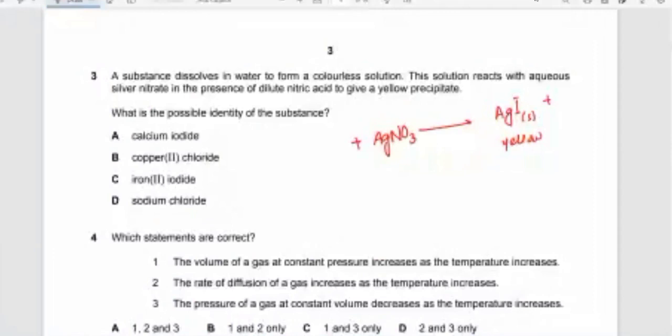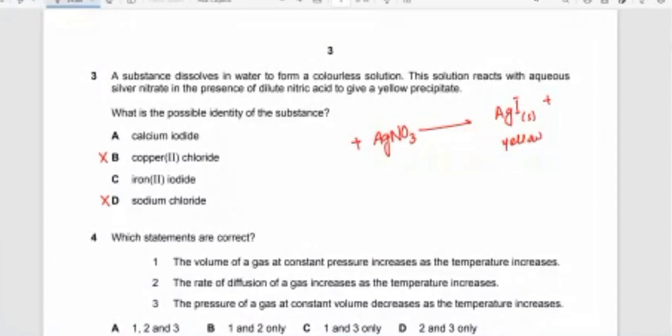So it means the anion must be iodide. Chloride cannot be there because it forms a white precipitate, and that one also forms a white precipitate. So we are going to skip them. These are not correct. Next are calcium iodide and iron iodide. What is the possible identity of the substance? So here is actually what we take.